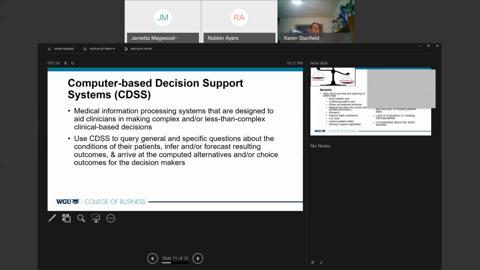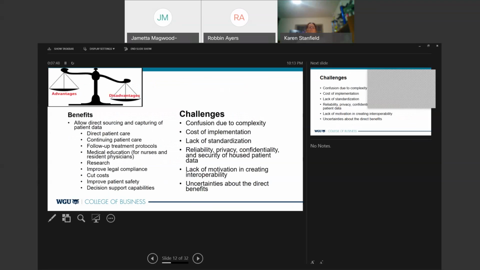And so the computer decision support system helps to account for some of this, using general queries and specific questions about the conditions of patients, and using that information and algorithms to help a uniform choice to be made for the care of that patient. Okay. Efficiency. We still see the theme of efficiency here. Okay.